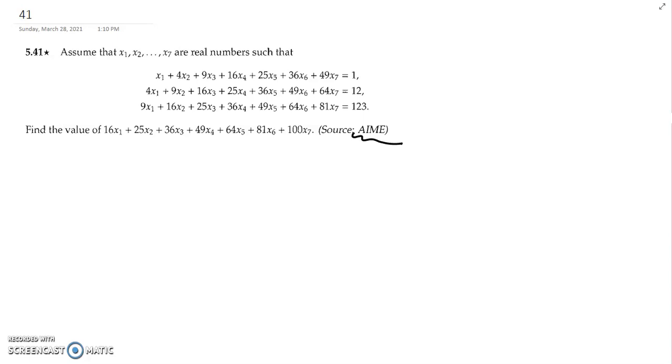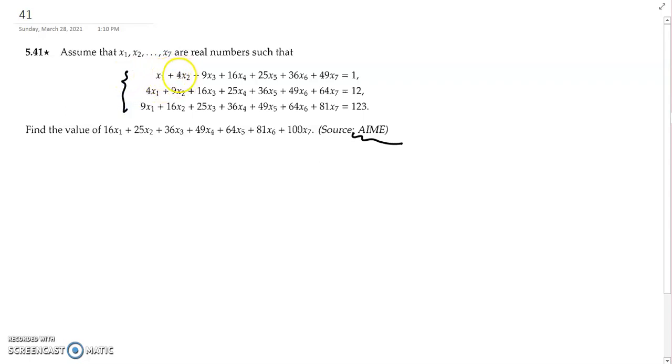Okay, so this is the AMY problem. Normally the AMY problem is pretty hard, right? You can see it. In this problem, let's find some patterns. It gives you three equations, okay?